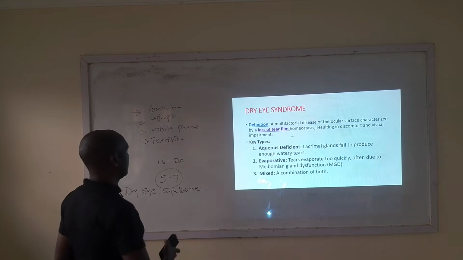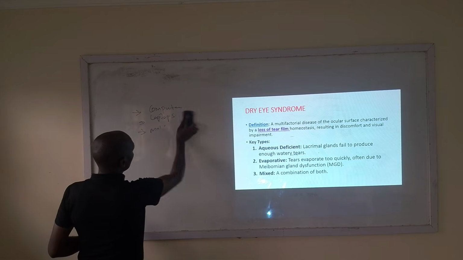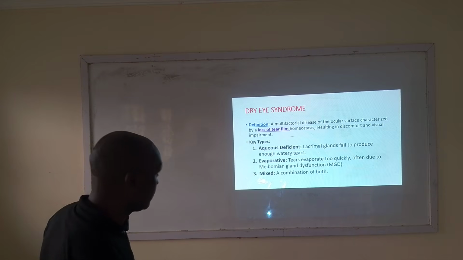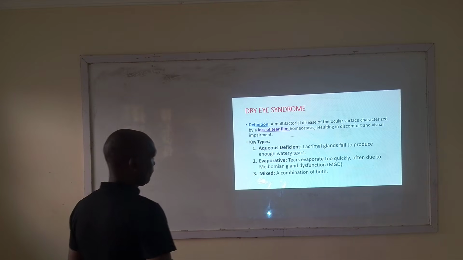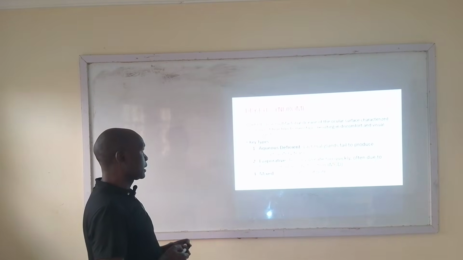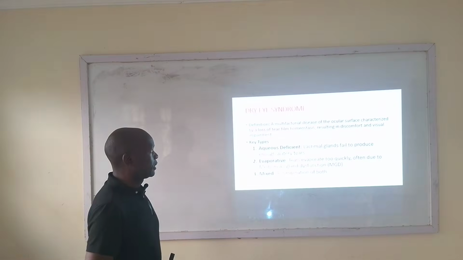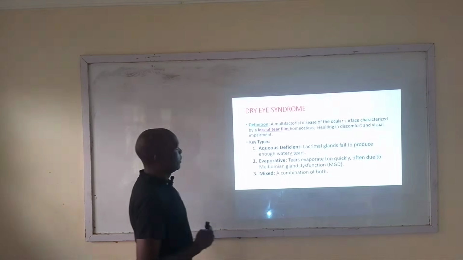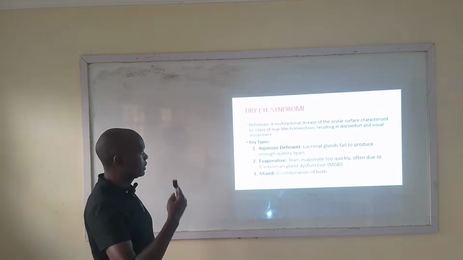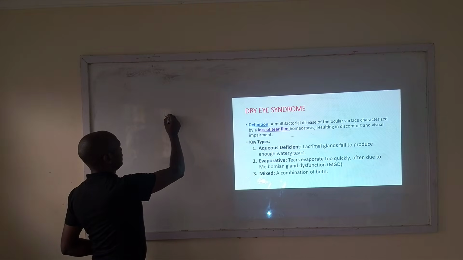So what is dry eye syndrome? Dry eye syndrome is a multifactorial disease, and it affects the surface of the eye, and it is characterized by loss of tear film. So, as we said, the tear film plays a role on the surface of your eye, particularly lubrication.